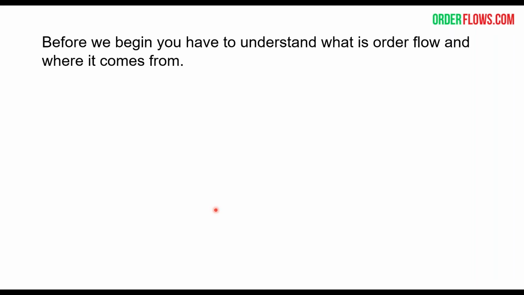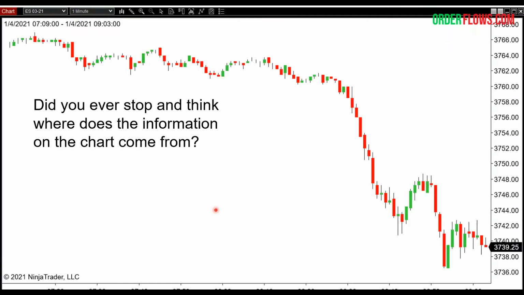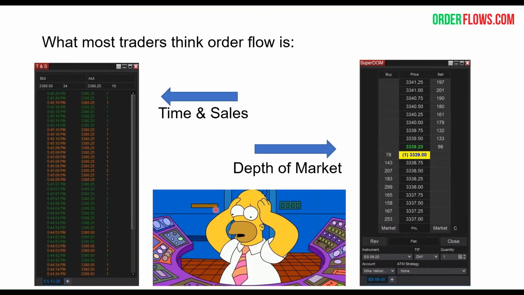So before we begin, I want you to understand where order flow comes from, right? And if you look at a normal bar chart, right, have you ever really thought about where the information from the chart comes from, right? You see the bars, right? The open, the highs, the lows, where it closes, right? The bar was up or down, or the candle was red or green. Well, it comes from the time and sales, okay?